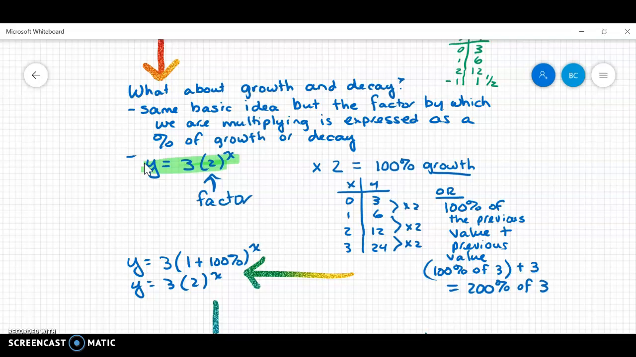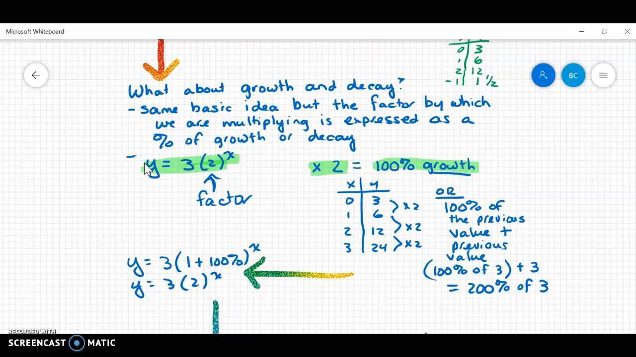We would say instead of saying that it's multiplying times 2 each time, we would say that we have 100% growth. So the 100% growth means that starting with the 3, if I'm going to grow 100% each time, then I'm going to take that number times 100% of that number. So times 2 is the same as saying 100% growth. I'm just expressing it as a percentage of growth instead of as a factor.